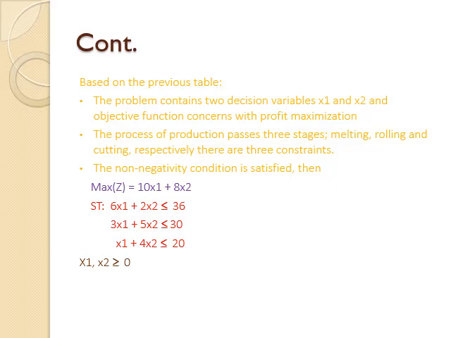Max z, this is an objective function. Max z equals 10x1 plus 8x2. Remember that 10 is the coefficient of x1 and 8 is the coefficient of x2. This coefficient is the profit of one unit of x1 and the profit of one unit of x2 as shown in the previous table.